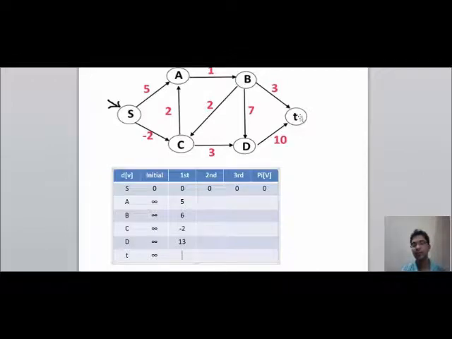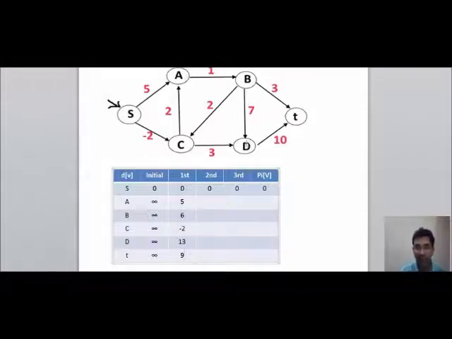And the T node has the value of infinity. B's value is 6, so 6 plus 3 is 9, and infinity is greater than 9, so we can update the value as 9.